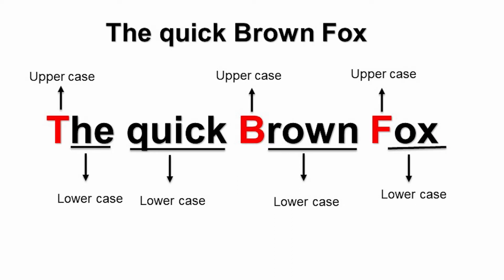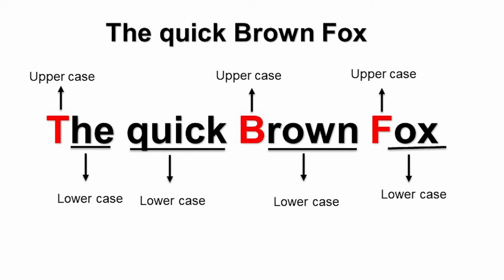So for instance, in this sentence, you have the first word in the sentence, T-H-E, it must begin with a capital T. Then you will see the word quick comes with a lowercase. We have brown fox, the quick brown fox. There you have capital B and capital F. Now these are points that you want to pay attention to.